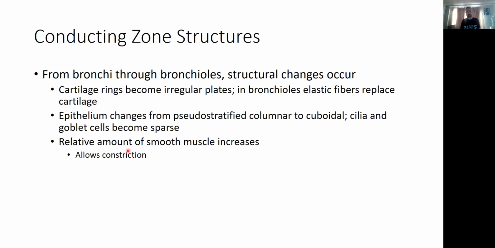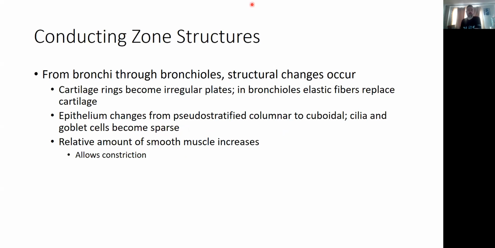We also start adding a lot of smooth muscle. And the reason for this is we are going to be very selective about where we pass air into. We don't necessarily want to have air going everywhere all at once. And so we can constrict off some of these smaller branches to be specific about where that air is going. Okay? All right, so at that, we're going to go ahead and take a break here.